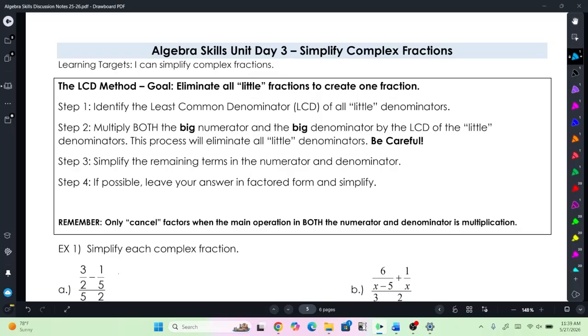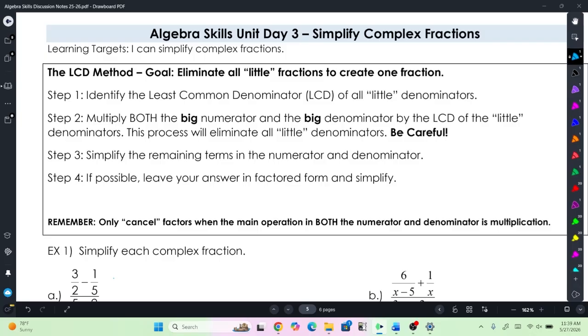Today what we're going to be doing is simplifying complex fractions. Now the method that we're going to use is called the LCD method, or least common denominator method. So the first thing we need to do is identify the least common denominator of all the little denominators, and I'll refer to those when we look at some examples here.